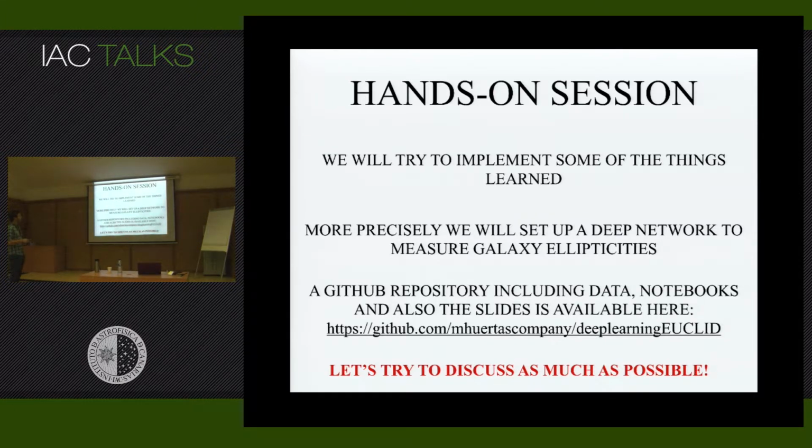This is a GitHub repository I have for a course I gave at the Euclid School. You can check it out here, but I will update it very soon. So again, the main idea here is that let's try to discuss as much as possible. It's a small committee. You are grad students or above. So please interrupt, ask questions. Let's make this a bit dynamic, not just a one-direction lecture. So please ask questions and whatever you want.